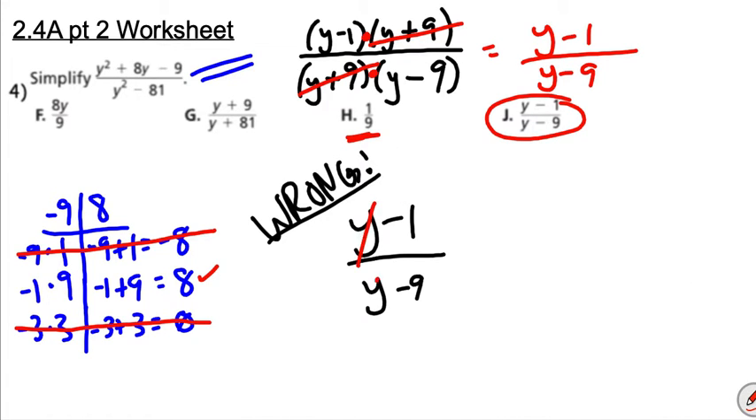Can't I just cancel those out and just say, well, my final answer is -1 over -9, and a negative over a negative is a positive, so shouldn't it be 1/9? Isn't that my answer?